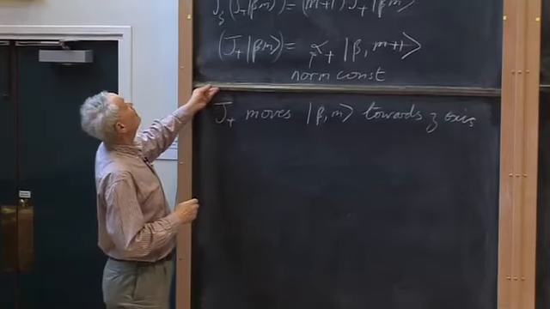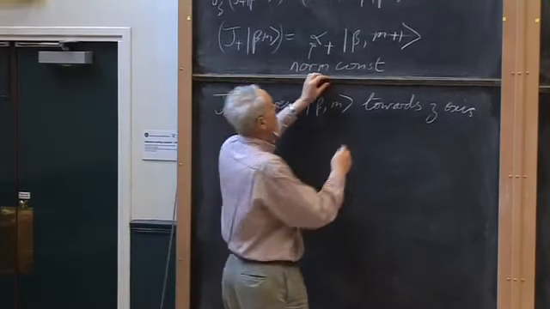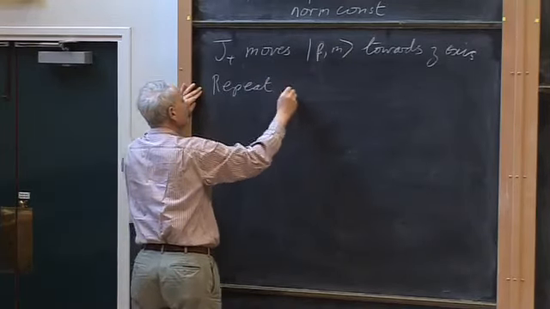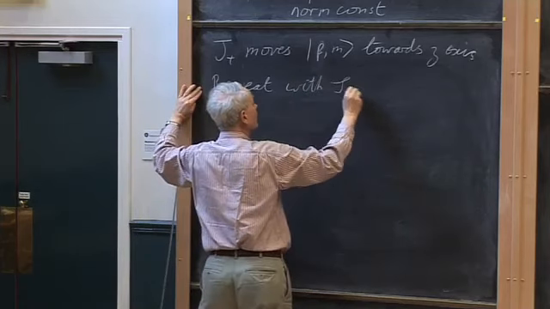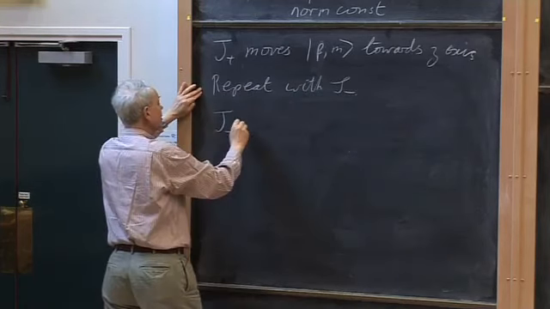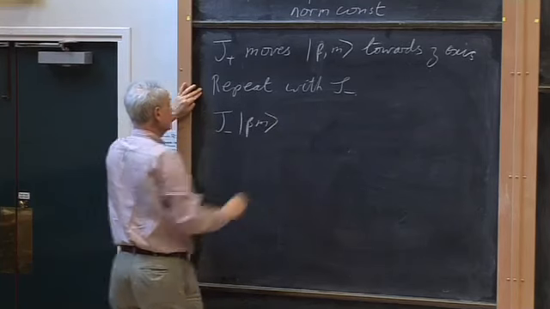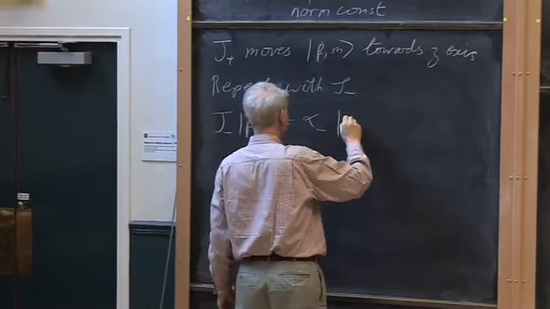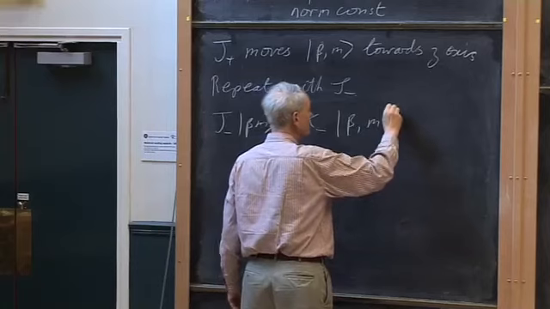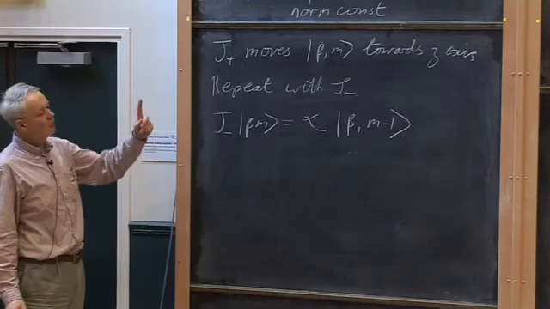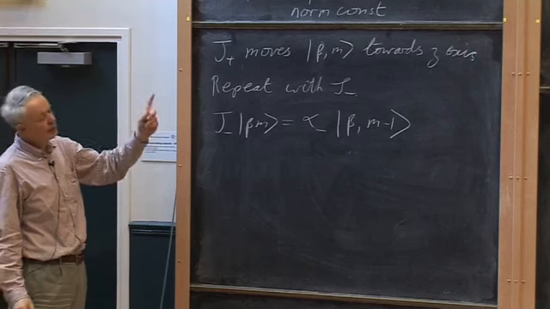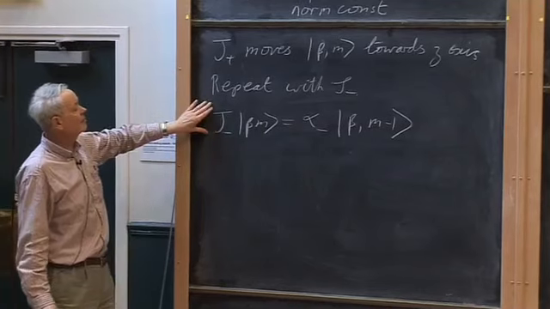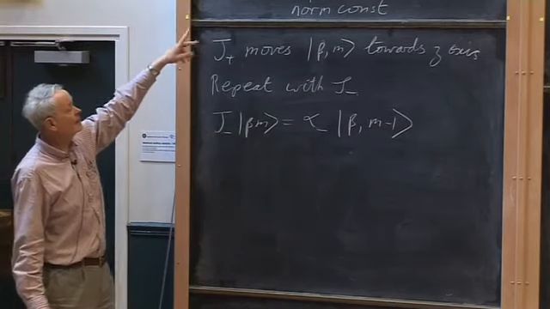Okay, we could repeat all this stuff. I recommend that after the lecture you do repeat all this stuff using j minus, and you will find that j minus on beta m is going to equal some amount, not yet known, of beta m minus 1. It does the reverse trick. It moves it away from the z-axis, or if you like, towards the minus z-axis. So showing this is a precise repeat of what was done up here, except every plus sign gets turned into a minus sign.